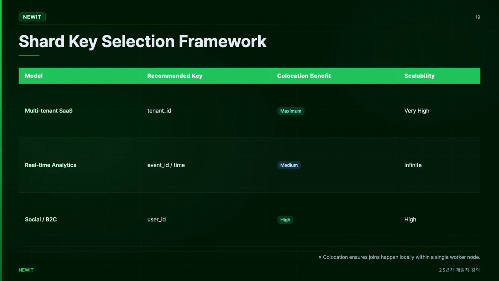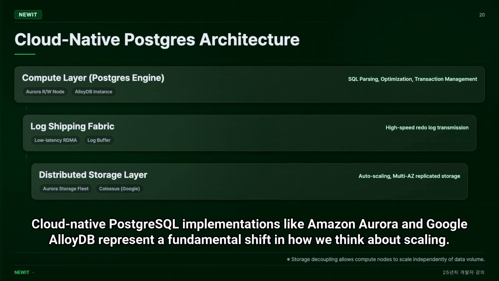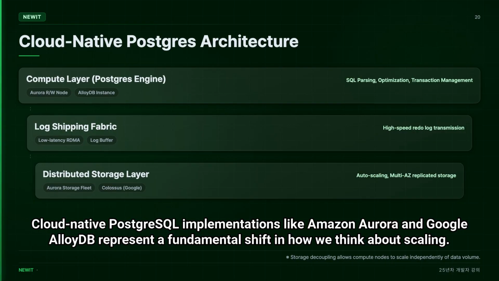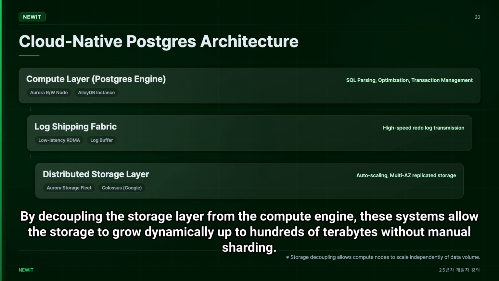Let's see how they differ. Cloud-native PostgreSQL implementations like Amazon Aurora and Google AlloyDB represent a fundamental shift in how we think about scaling. They move away from the traditional shared-nothing architecture of standard sharding and instead implement a "log is the database" philosophy. By decoupling the storage layer from the compute engine, these systems allow the storage to grow dynamically up to hundreds of terabytes without manual sharding.